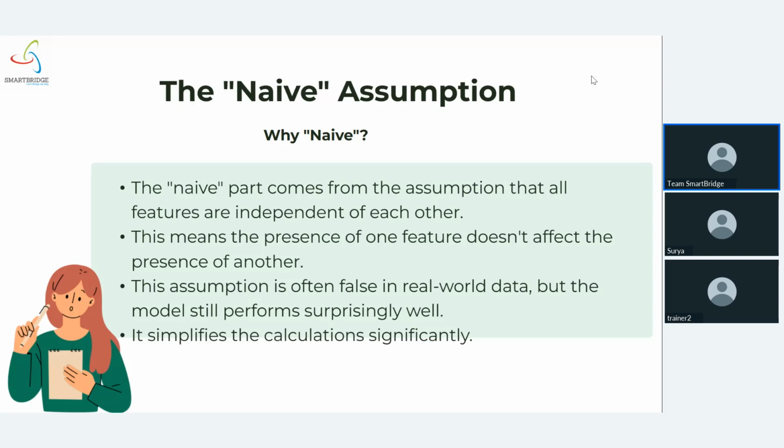So this assumption is always false in real world data, but the model still performs surprisingly well because, based upon the probabilities we are having, it might come to the conclusion that the model will outperform the events.